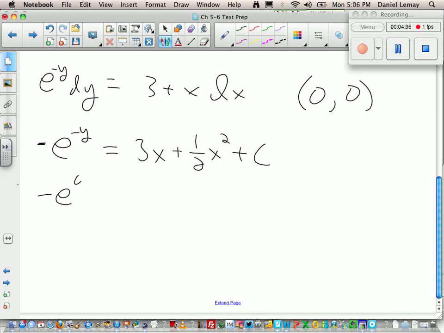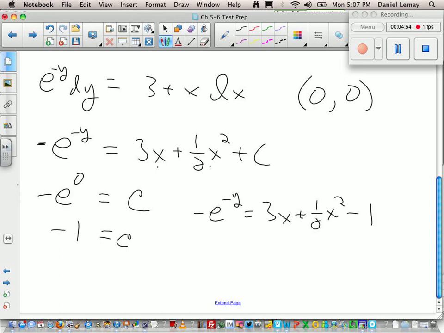But if I were to take the derivative of this, I would have an extra negative kicking around. So I've got to remember to stick the negative there. Remember, we have a plus c over here. But if we have a different constant on the other side, we'll still have a constant. So the antiderivative of 3 is 3x. The antiderivative of x is 1/2 x squared plus c.